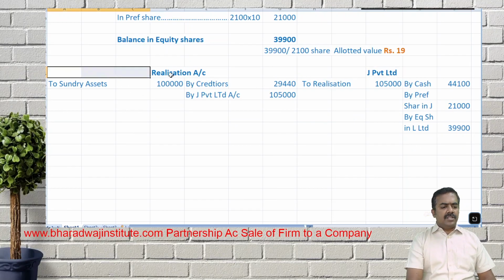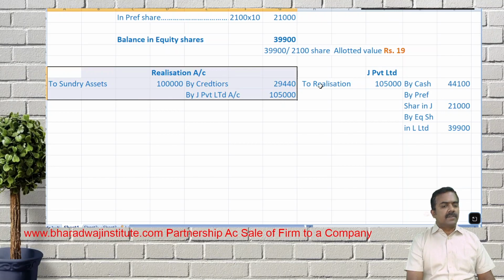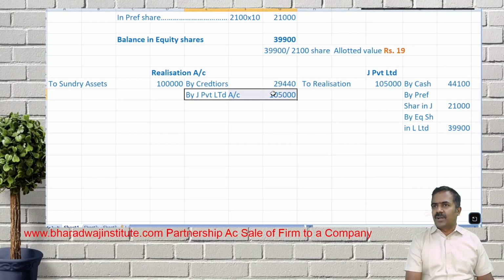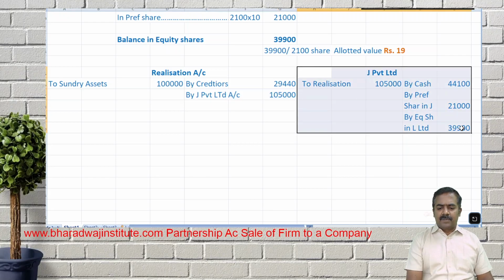Now, in the realization account, will any other thing come apart from this? Will anything else come in this problem? Is there any sale of asset not taken over? Anything taken over by the partner? Any payment of liabilities to be made? Any payment of liability done by the partner? Any other thing? No. Purchasing company took over all assets and liabilities for how much? 1,05,000. That is recorded, that's all.